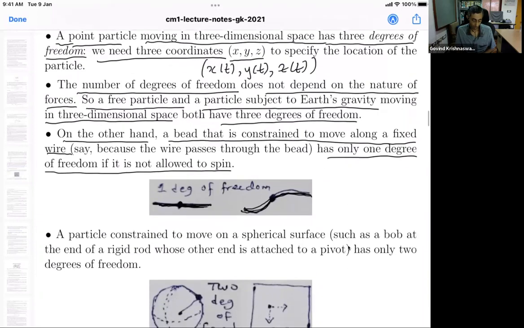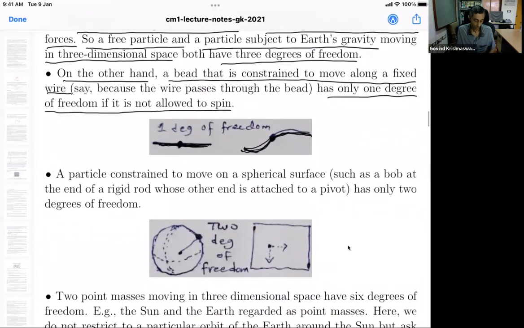Let me give a couple more examples. Suppose you have a particle that is constrained to move on a spherical surface. We'll call it a sphere. A sphere is actually just the surface of the sphere. Sometimes we think of the whole solid sphere, then I will say solid sphere. But when I say sphere, I just mean a spherical surface. So suppose a particle is constrained to move on a spherical surface.